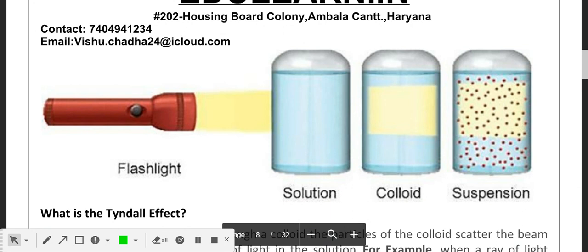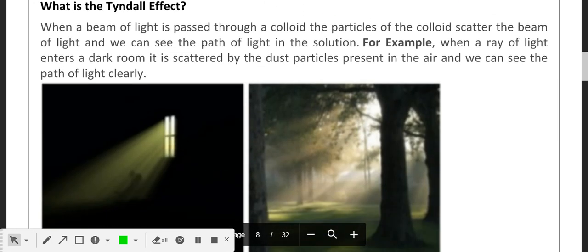What is the Tyndall effect now? It's quite important. See this, these kinds of things I was talking about. When a beam of light is passed through a colloid, the particles of the colloid scatter the beam of light, and we can see the path of light in the solution. So you can see in the first and second figure the path of light. For example, when a ray of light enters a dark room, it's scattered by the dust particles present. You can see in the first figure the ray of light gets scattered, right? Why is it getting scattered? There should be some object. It is scattered by the dust particles which are present in the air. That is a colloidal particle.